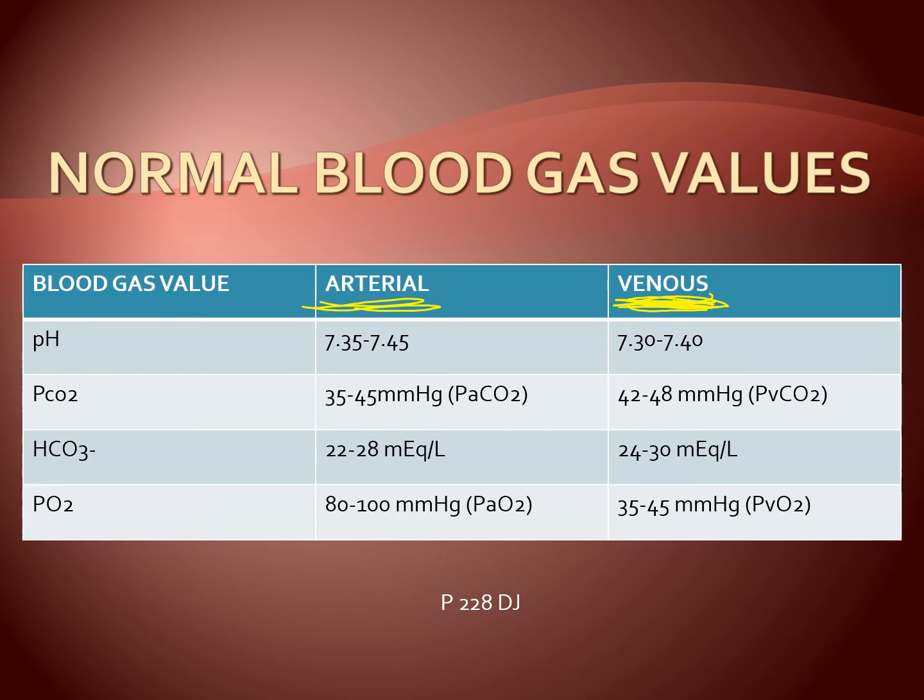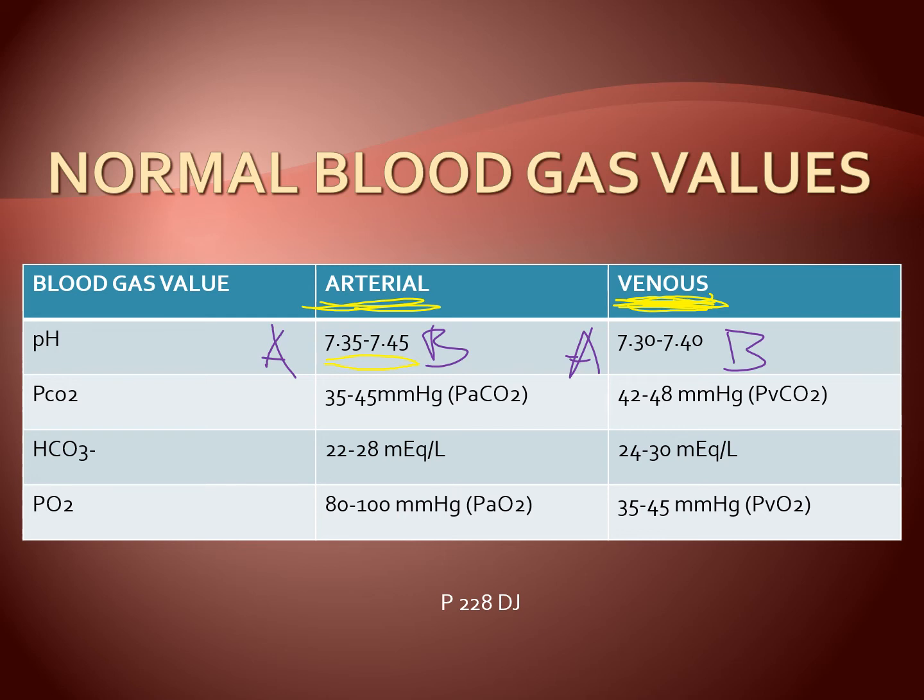So pH for arterial is 7.35 to 7.45. If it's less than 7.35, it would be acidic. If it's greater than 7.45, it would be basic or alkalotic. Right? Same thing over here for venous. Less than 7.30 would be acidic, and greater than 7.40 would be basic or alkaline, right? So when we're looking at this, you should know normal 7.35 to 7.45 arterial and 7.3 to 7.4 venous. So the only difference is that 0.05, right?